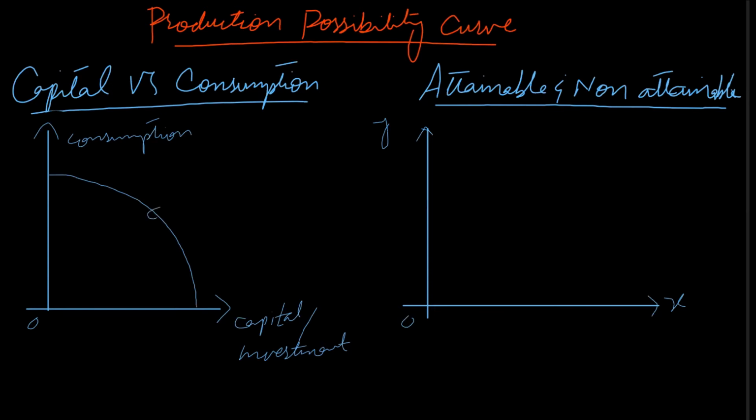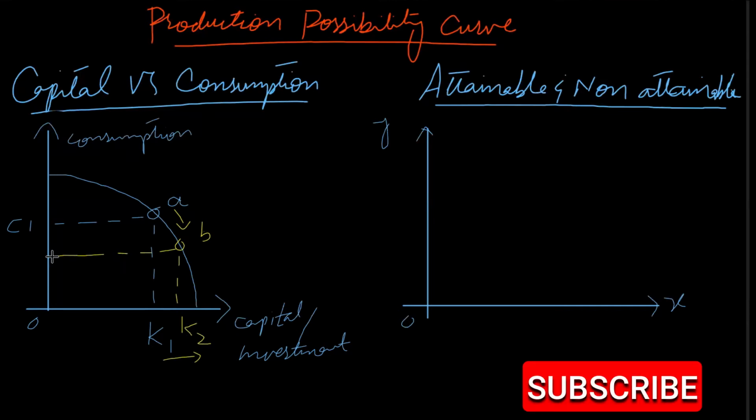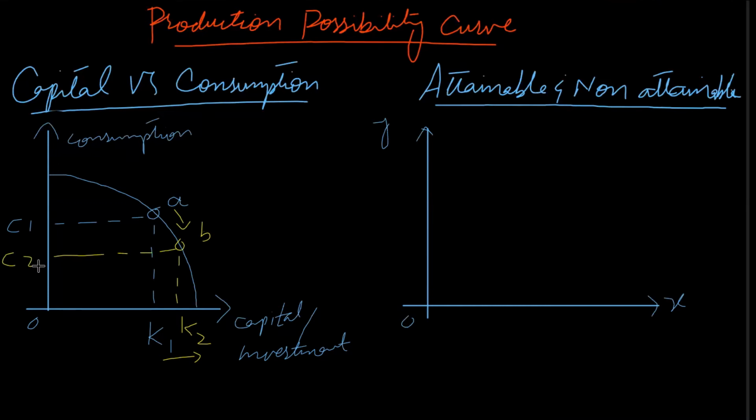Suppose that initially the economy is operating at point A, where production of consumer goods, or consumption, is equal to C1 and capital, or investment, is equal to K1. Now, if we decide to invest more in capital, then we will have to move from point A to B. Capital has increased from K1 to K2, but we have to consume less. If you have a certain amount of money, you have two options. One option is to invest that money into the business and purchase capital goods, or you can consume it.